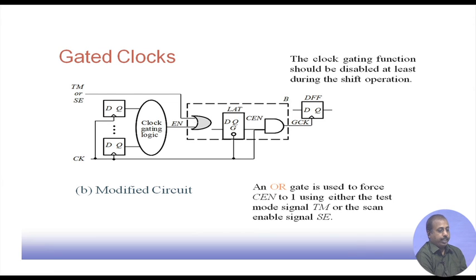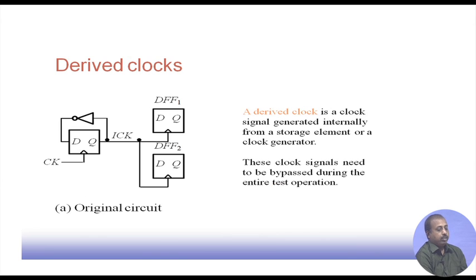So, that way the gated clock problem can be resolved. Sometimes we have got a derived clock. Derived clock means from one clock signal we derive some other clock signal internally. Like this: I have got one clock CK, and I have put an inverter and connected it to a D flip flop, so that this clock will be divided by 2, I think.